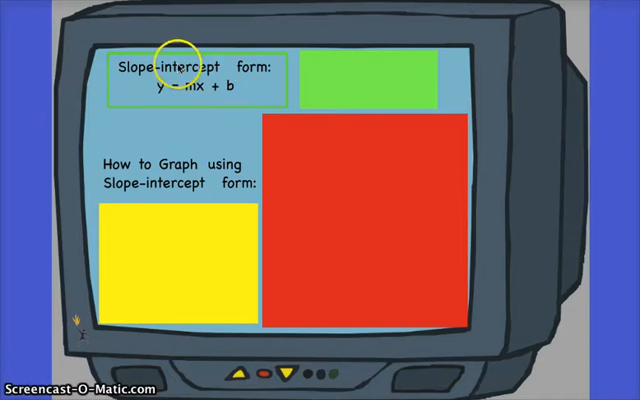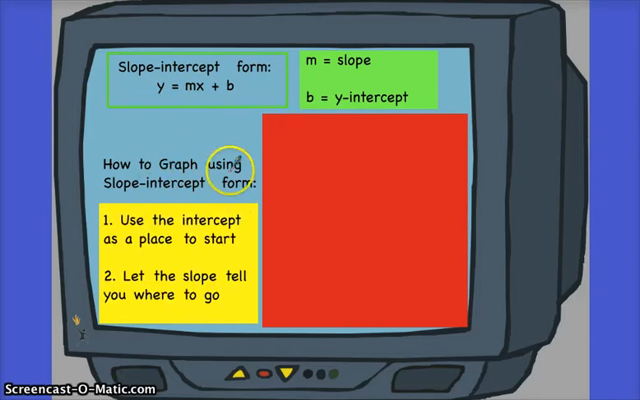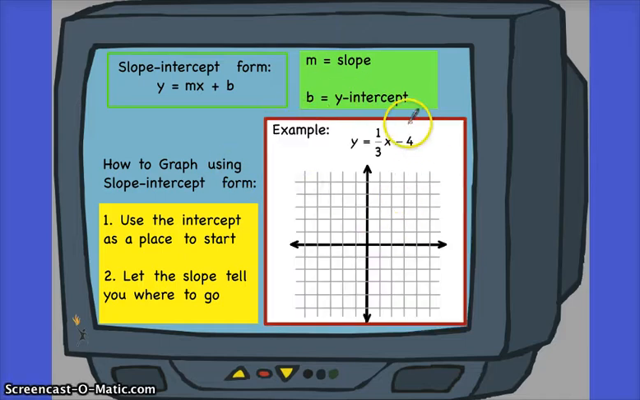First of all, slope-intercept form is a y equals mx plus b equation. And the big thing to remember is that, again, m stands for slope, and b is your y-intercept. So how to use slope-intercept form in order to graph is, number one, use the intercept as your place to begin. Any line is really made up of two things, somewhere to start and somewhere to go. So if you know the y-intercept, giving you somewhere to start, such as in this equation, -4, then you have somewhere to begin your line.